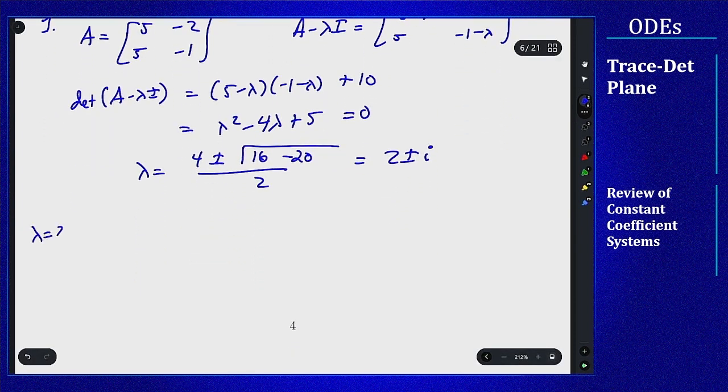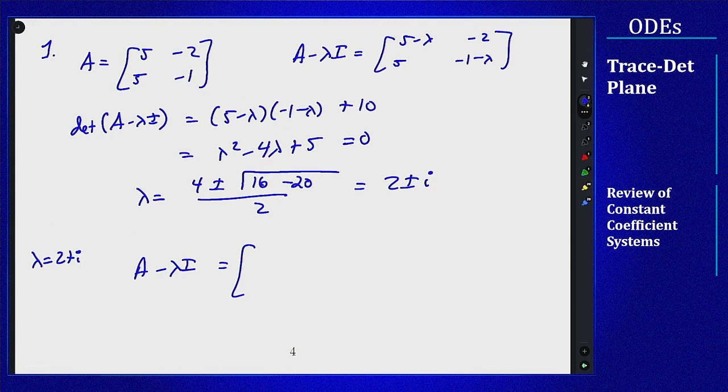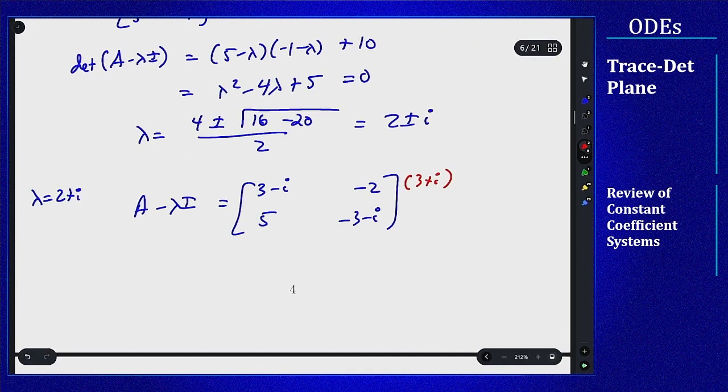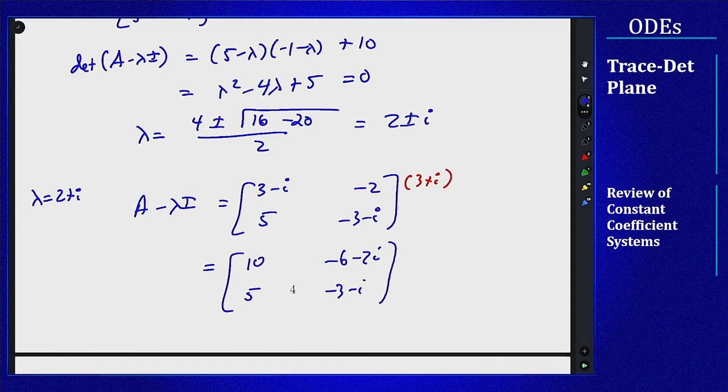So for lambda equals 2 plus i, the matrix A minus lambda I looks like 5 minus (2 plus i), or 3 minus i, negative 2, 5, negative 1 minus (2 plus i) is minus 3 minus i. To see that things cancel here, I'll multiply the first row by 3 plus i, because that'll make the top left become a real number. So if I do that, 3 minus i times 3 plus i is 9 plus 1, or 10. We have negative 6 minus 2i, 5, minus 3 minus i. And we can see here that these two rows are identical, up to being multiplied by 2.